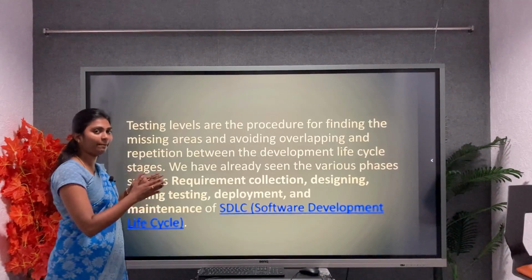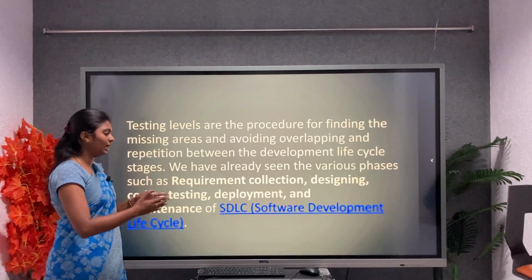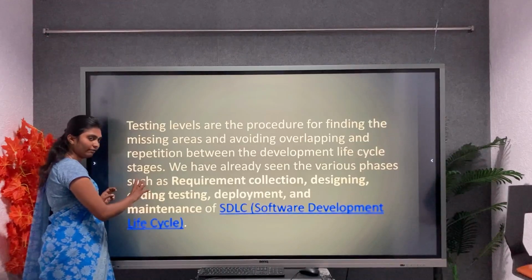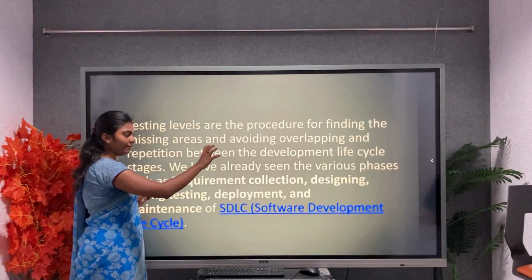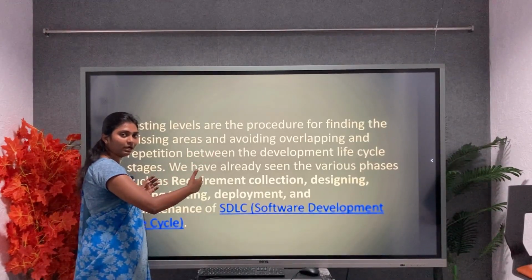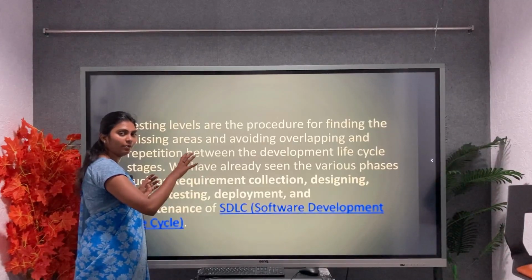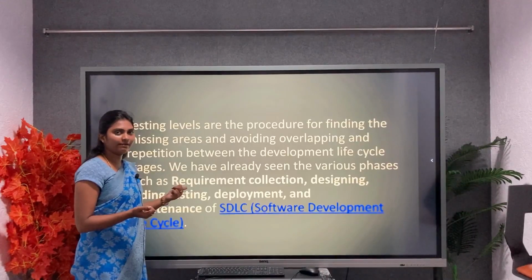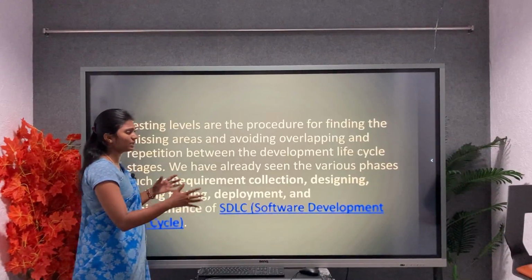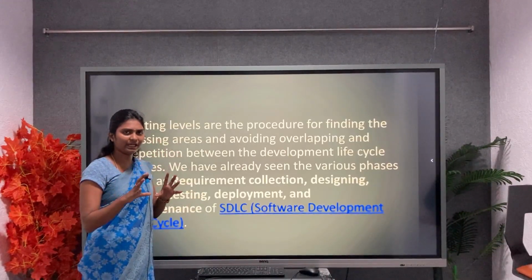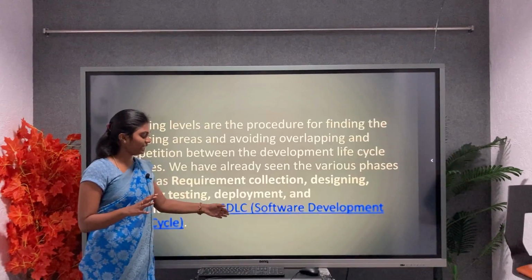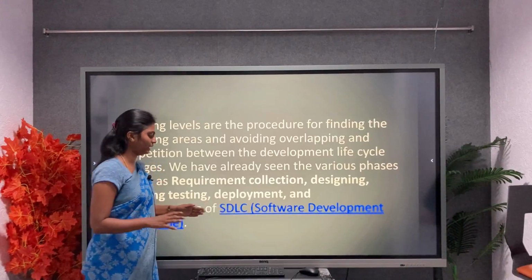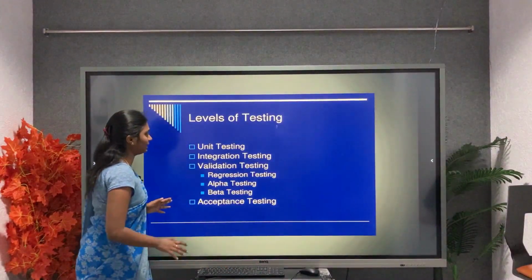Independently, individually, in design we will find the bug, in testing we will find the bug, in coding we will find the bug. So independently we will define each and every bug by specifying the levels of testing. These testings are mainly gathered by SDLC phases, which is nothing but the software development life cycle.